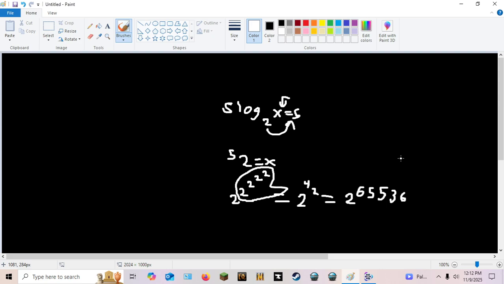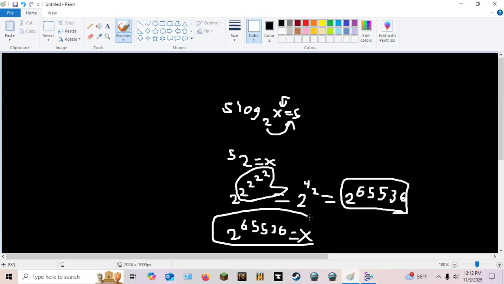Now, if I actually type it on a calculator, I'm pretty sure it's going to give you undefined because of how large the value is. So, I'm going to do this as a correct answer. 2 raised to the 65,536 equals x. That's the correct answer.